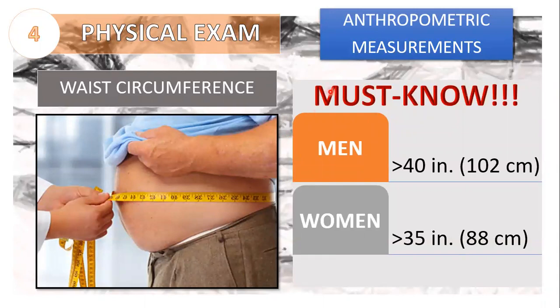Here are the must-know values you have to memorize to indicate that the patient is already at a health risk. For men, greater than 40 inches waist circumference is a health risk. For women, greater than 35 inches is a health risk that indicates an excessive abdominal fat.